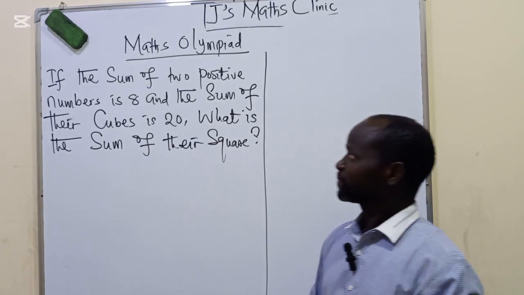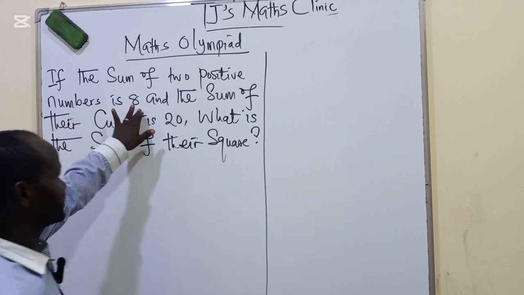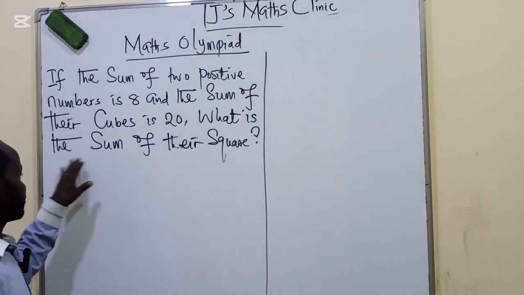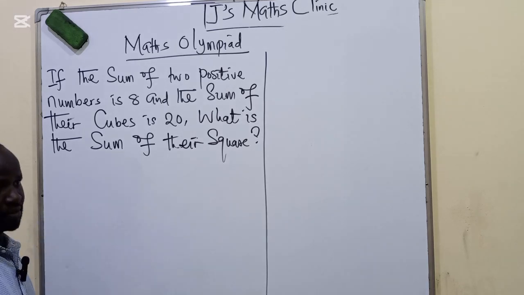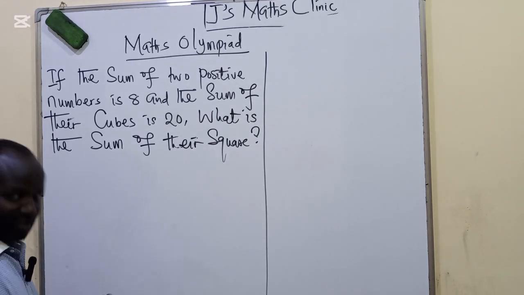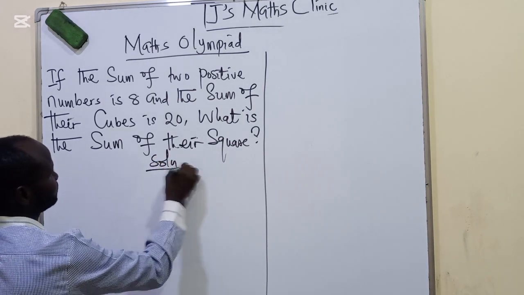The question reads: if the sum of two positive numbers is 8 and the sum of their cubes is 20, what is the sum of their squares? We are looking for the sum of the squares of those two numbers. Let's write down the solution.